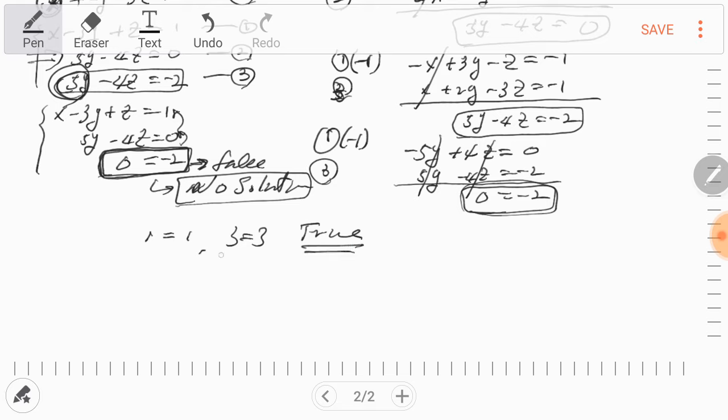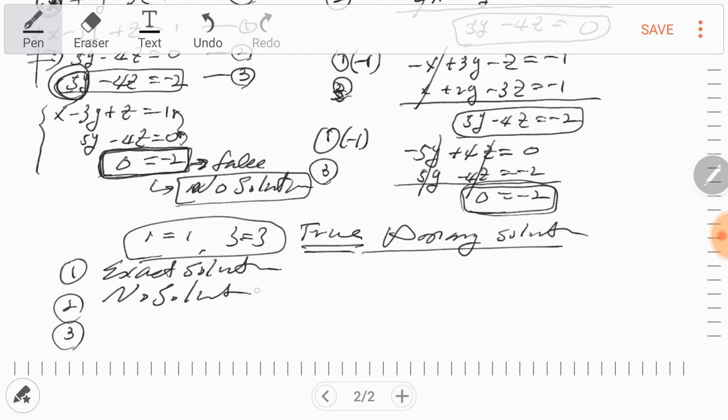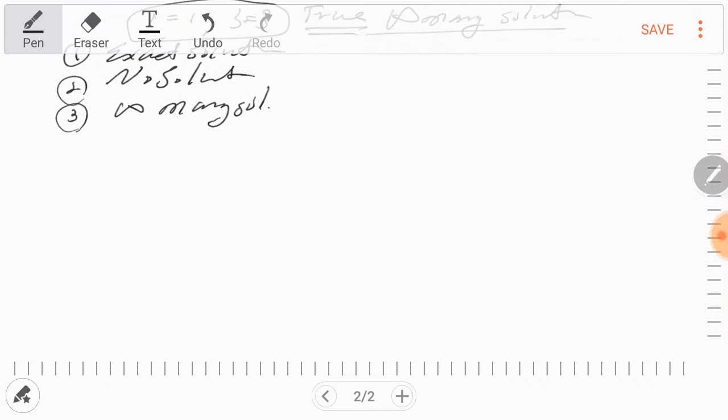And then the result is there are infinitely many solutions. Infinitely many solutions. So when you solve a system of equations, there are three types of solutions. One is there is an exact solution, and the second is there is no solution, just like in this example. And the third one is there are infinitely many solutions. So let's try the next example that contains infinitely many solutions.